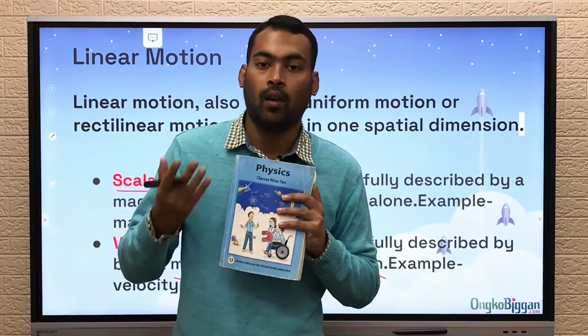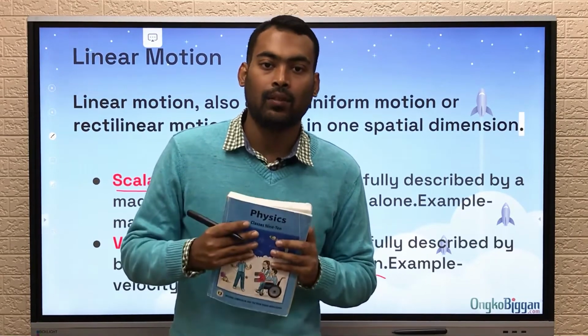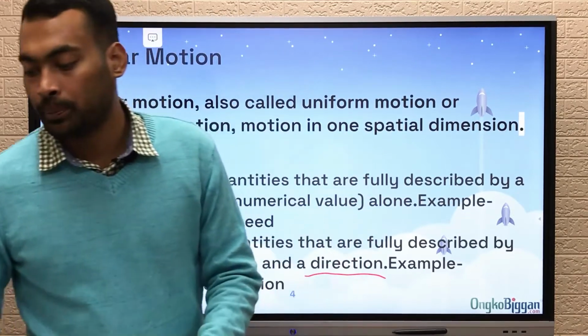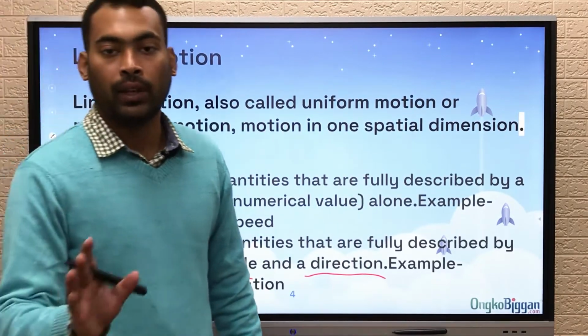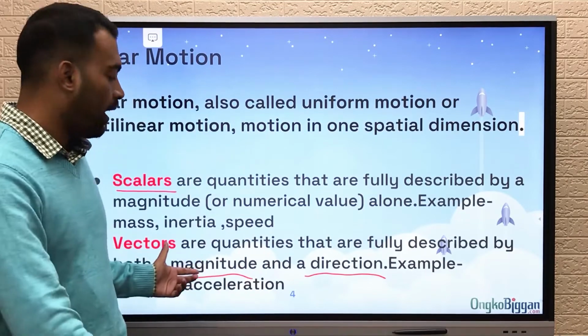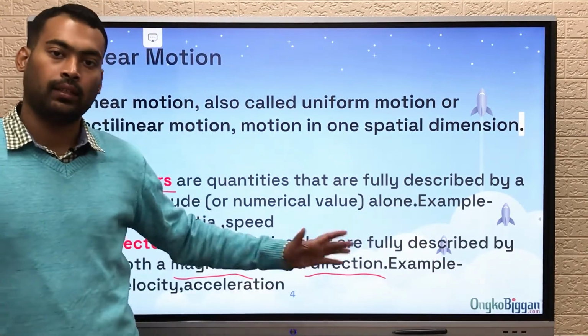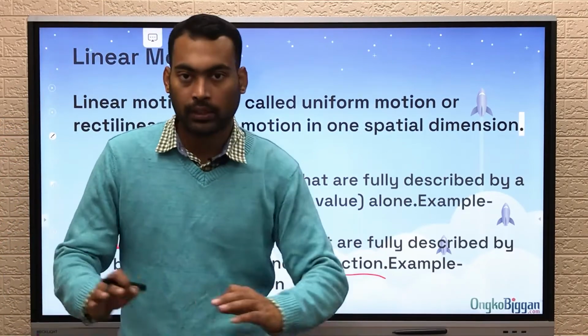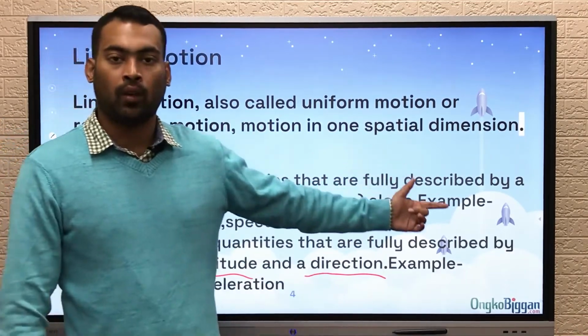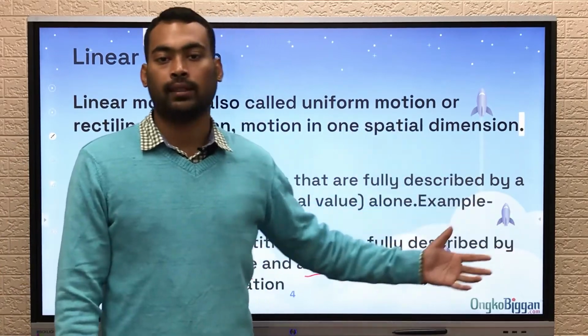The quantity of mass is a scalar quantity, and the quantity of velocity is a vector quantity. We will know more about scalar and vector. So if you are not 100% clear, don't worry. We will be talking about these things more in our next slides.